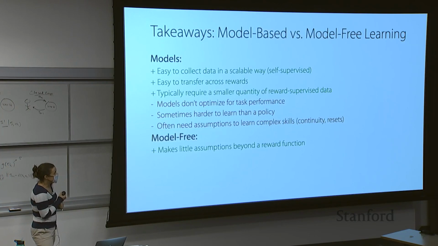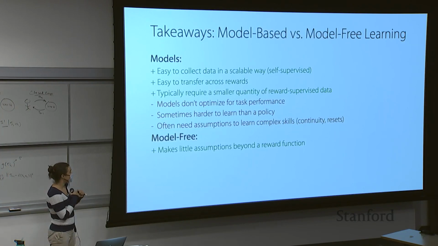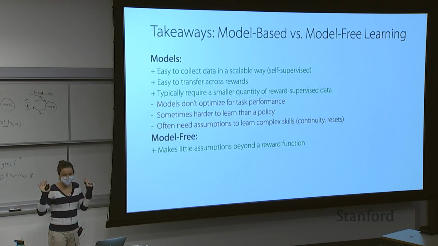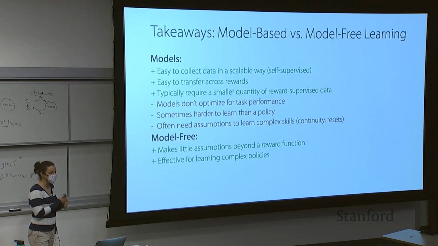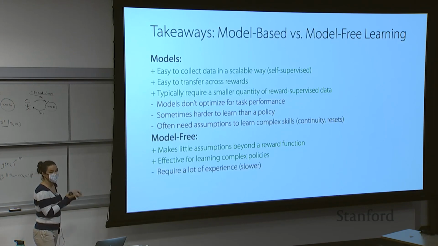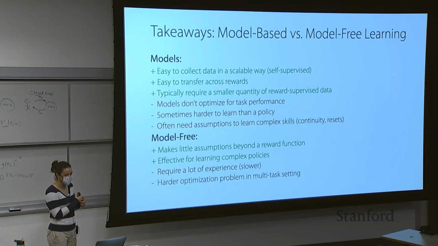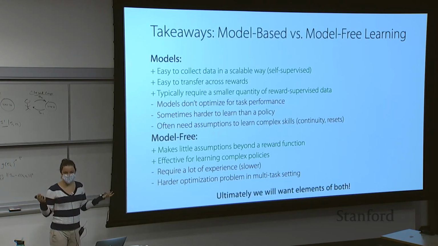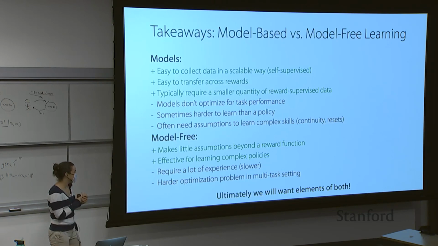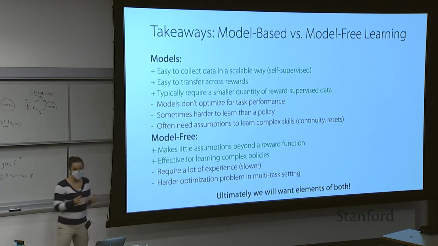In the model-free case, it makes very few assumptions with regard to the complexity of your observation space, the complexity of your dynamics, and so forth. And it's fairly effective for learning complex policies. The downside is that it typically requires more experience, and it's also a harder optimization problem in the multitask setting because you have to learn a multitask Q function or a multitask policy. Ultimately, I think that in many scenarios we probably want elements of both. If we can learn a good model, then we should use that. But it would also be nice to have some of the pros of model-free methods.